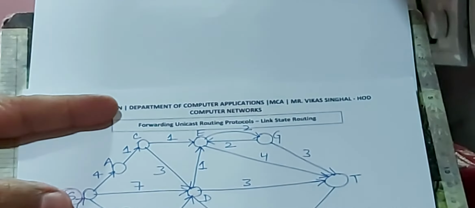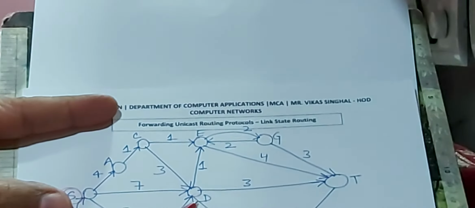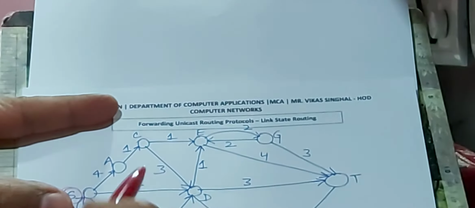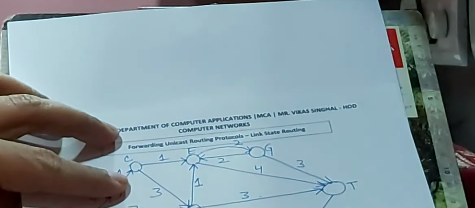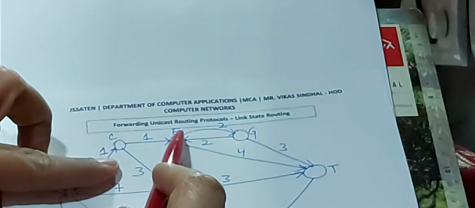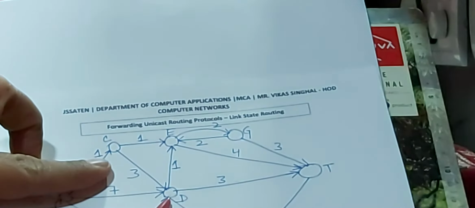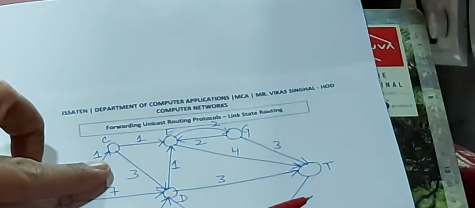Now the nodes connected to D are T, F and E. D is 7, so 7 plus 3 is 10, and T is already 10, so there is no need to update. 7 plus 1 is 8, but E is already covered, so we will not consider E because that node is already finished. So which is left out? D to F, and this is 5.